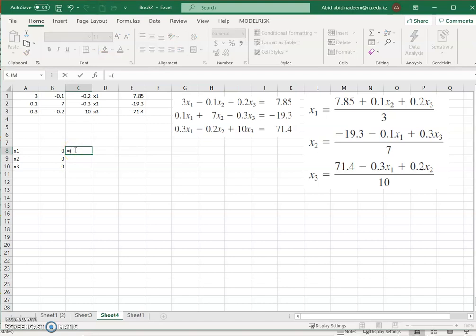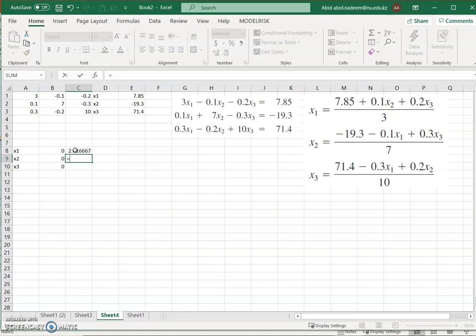So the value of x1 will be equal to 7.85, minus this value times x2, minus this value times x3, and then divided by this 3. So in this way we will get this value.